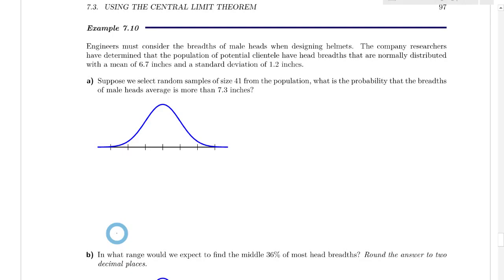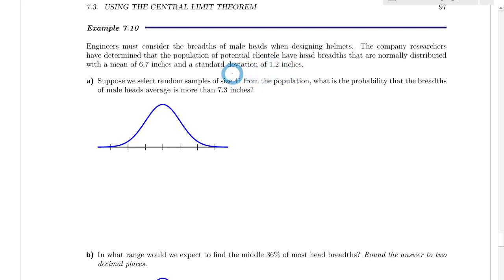Okay, in this next example, continuing with section 7.3, where we are using the central limit theorem and we just have to decipher which scenario it is, right? In this example, engineers must consider the breadths of male heads when designing helmets. The company researchers have determined that the population of potential clientele have head breadths that are normally distributed with a mean of 6.7 inches and a standard deviation of 1.2.